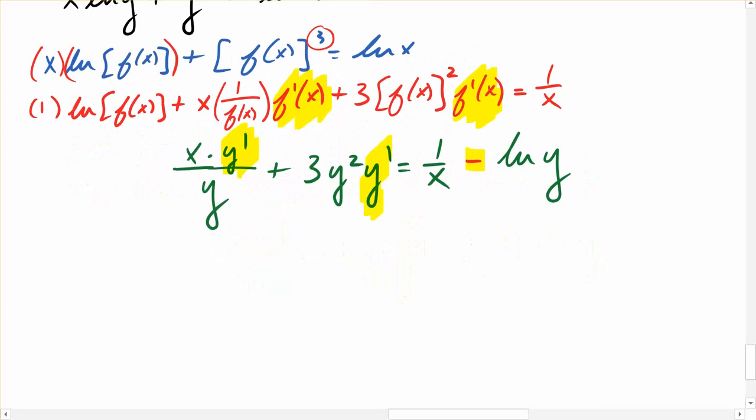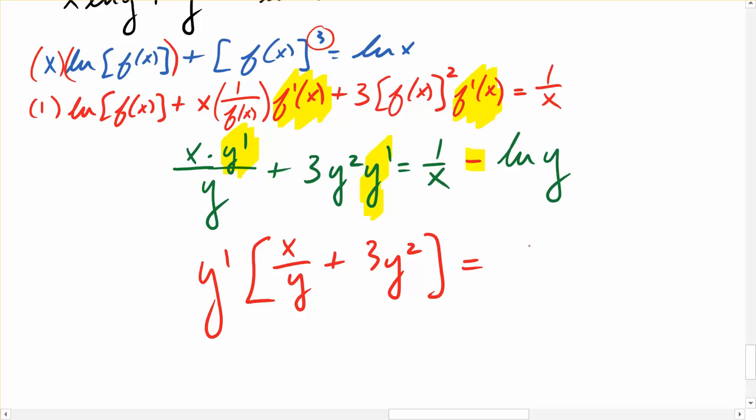Now what can I factor out of the left? What can I factor out? Not y. y can be there. What specifically do we factor out? Yeah. Y prime. So what do you get? Y prime times what, David? Y prime times x over y. Yep. Plus 3y squared. Exactly equals 1 over x minus ln y. Just leave it like that. You don't need to do anything.